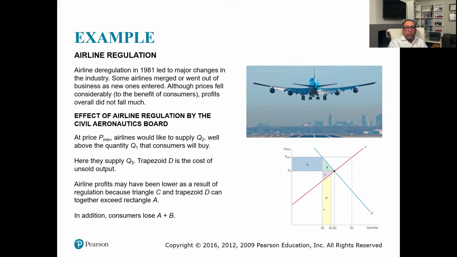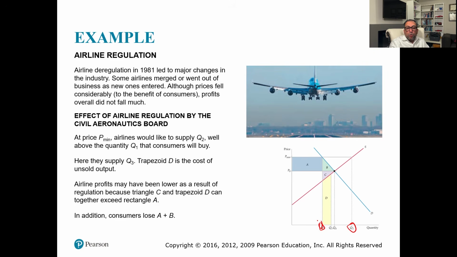Consider the effect of airline regulation by the Civil Aeronautics Board. Normally they controlled the prices and all these things, and that was abolished in 1981, and a free sky policy was adopted at that time. At price P minimum, airlines would supply only Q2. You can see from this diagram they are supplying Q2, well above the quantity Q1 that consumers were willing to buy. So they are supplying Q2, but the willingness to buy is only Q1.